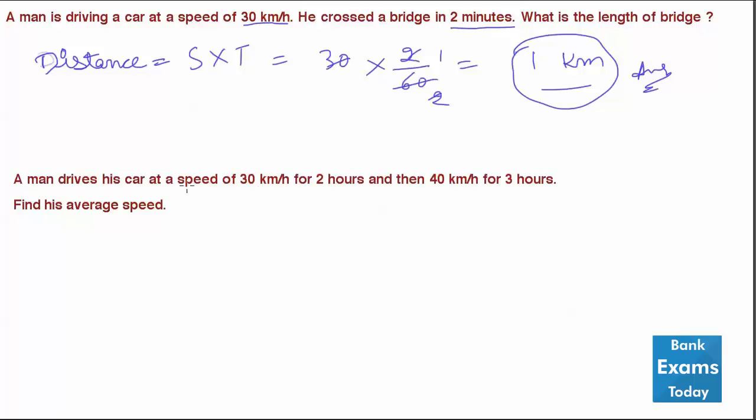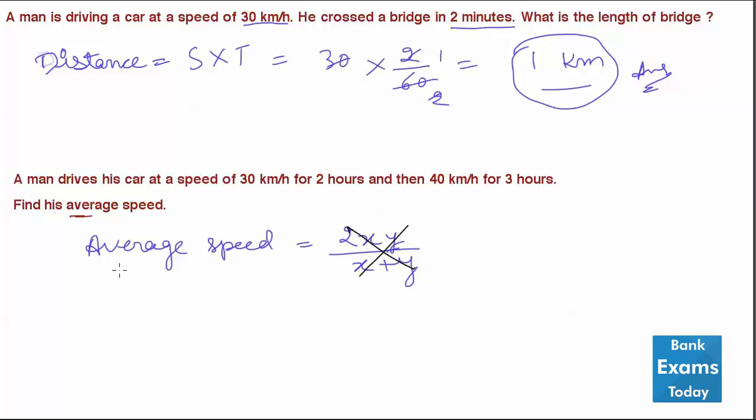A man drives his car at a speed of 30 kilometers per hour for 2 hours and then 40 kilometers per hour for 3 hours. Find his average speed. So what people will do here, as we know the simple formula to find the average speed, that is 2xy over x plus y. This formula is not applicable in this case.